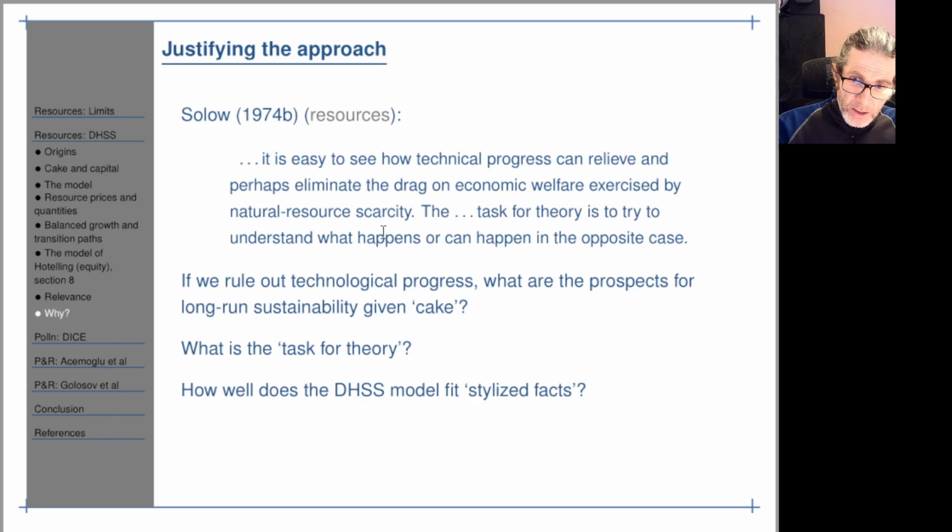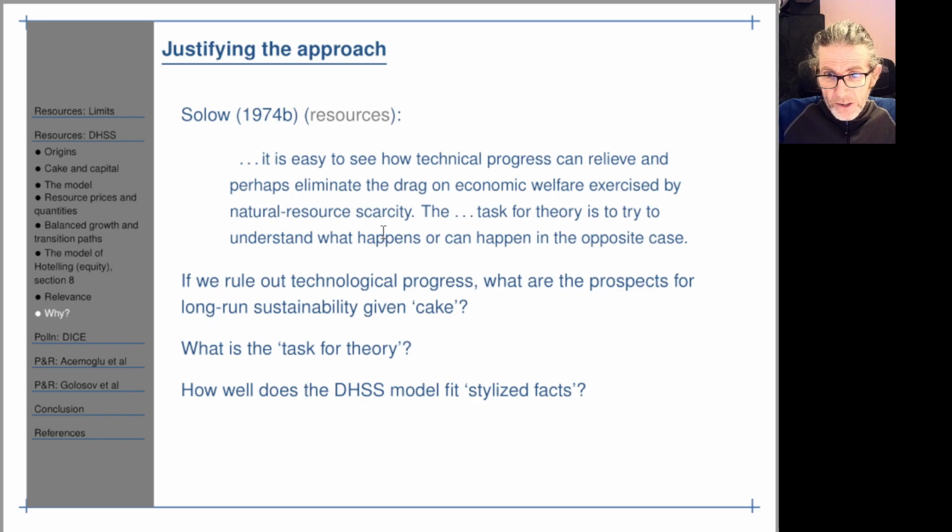So what is the task for theory? Well, what do we try to do when we build theory? We want to fit stylized facts. We want to fit the broad contours of how we know the economy works. We want to explain past data, and then we want to be able to project into the future and make predictions, discuss policy, and so on.